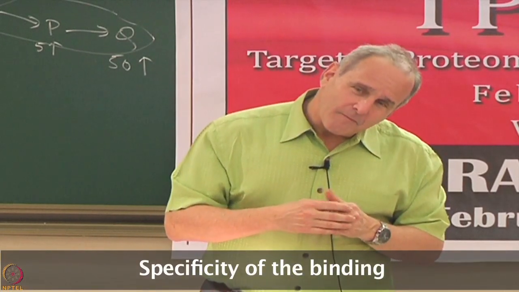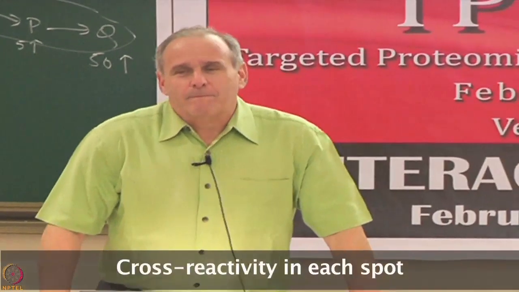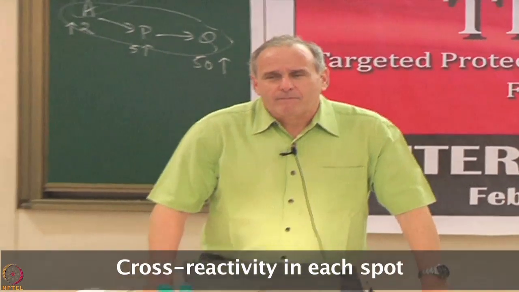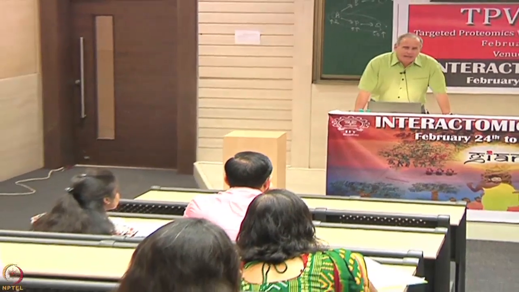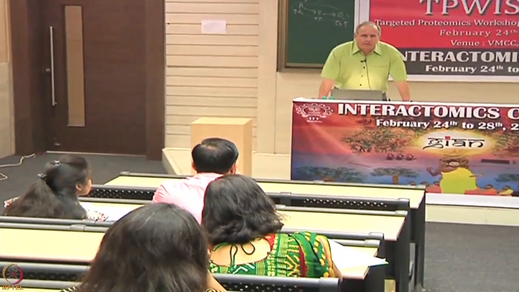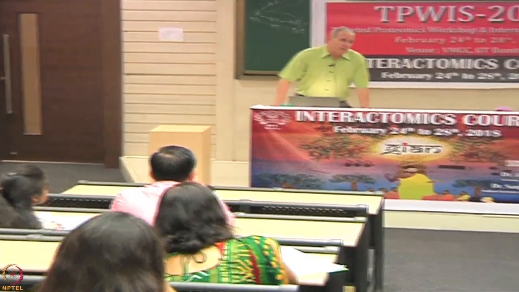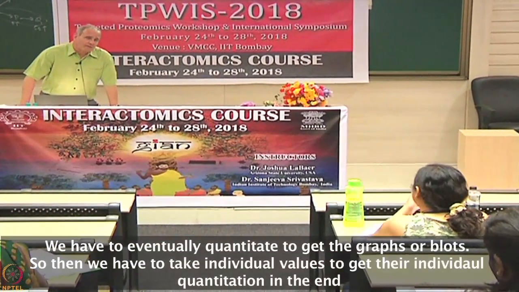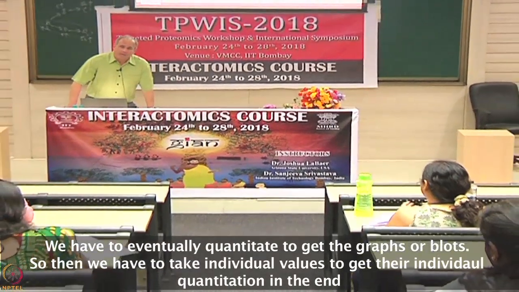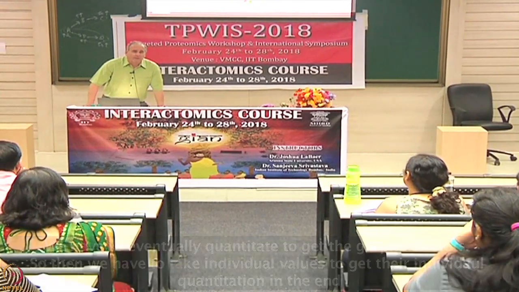Specificity of the binding. So tell me what you mean by the specificity of the binding. Say it again. Okay. That wasn't exactly what I was worried about. What do other people think? Say it again. Okay, so tell me what you mean by quantitation. We have to eventually quantitate to get our graphs or plots. So when we have two things, we need to get the individual contributions towards the end.